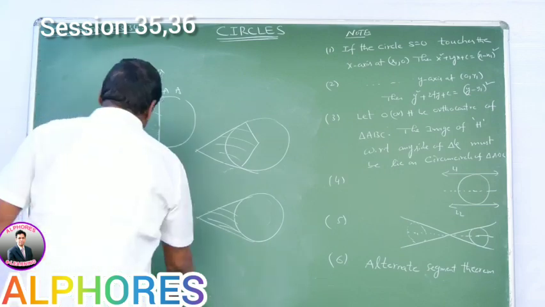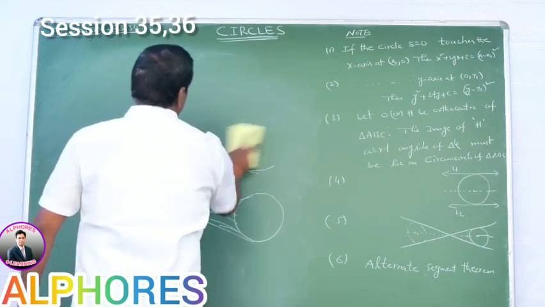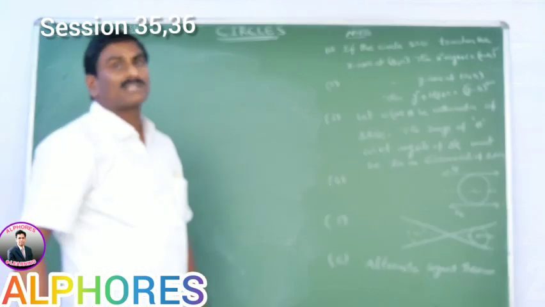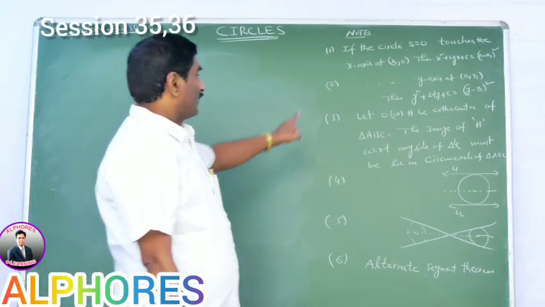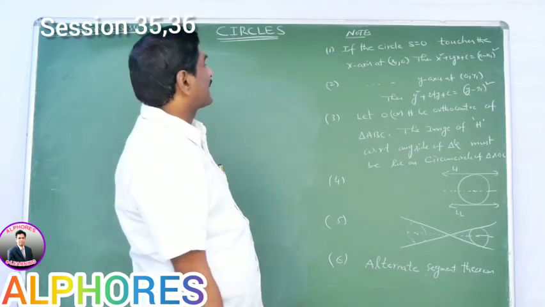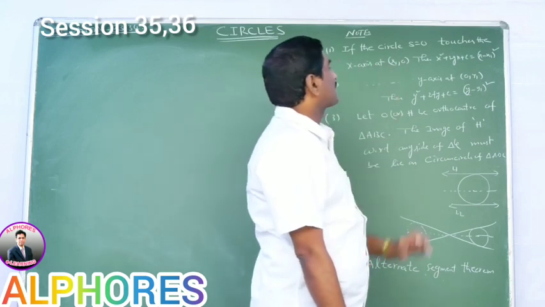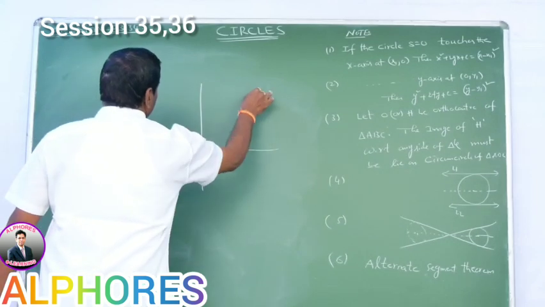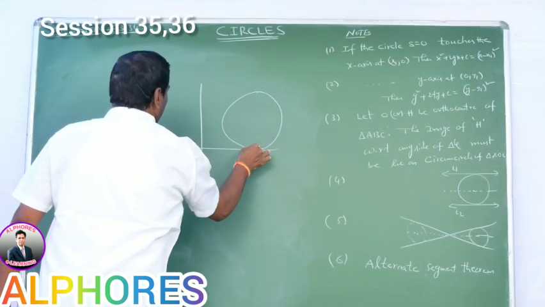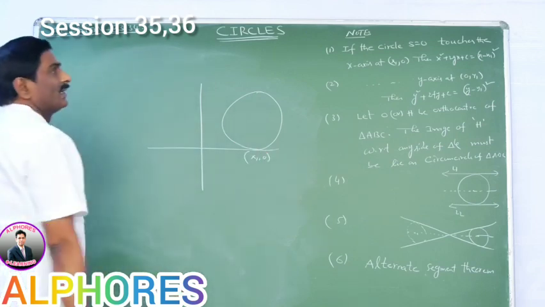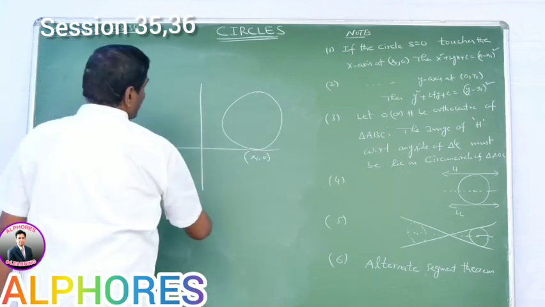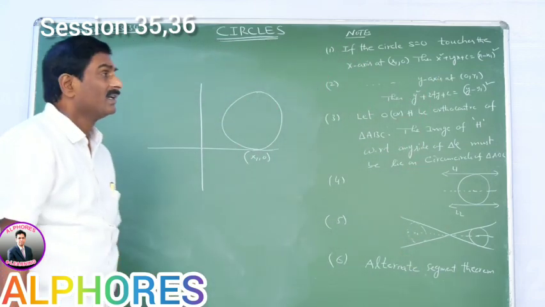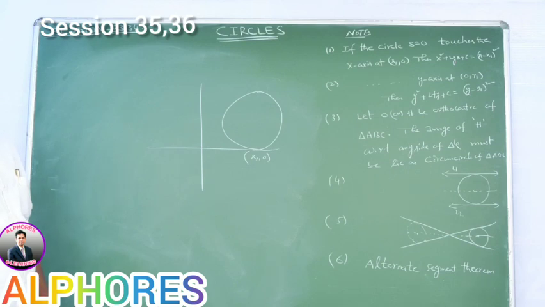Next, some more points. These are very, very important. Please note these points. First one, some additional points. If the circle S is equal to 0 touches the x-axis at (x1, 0), then the condition is x square plus 2gx plus c is equal to (x minus x1) whole square.